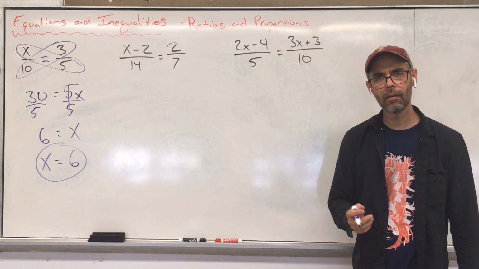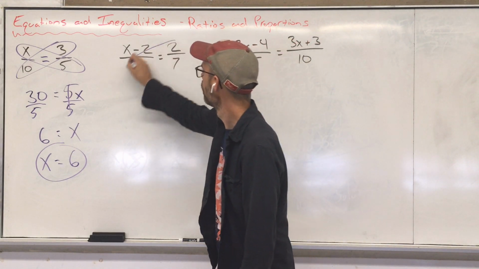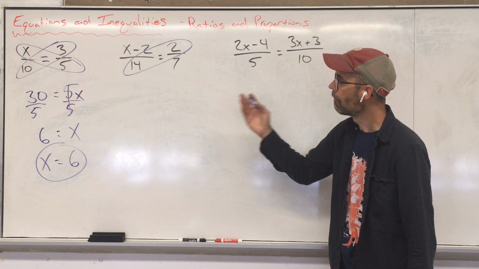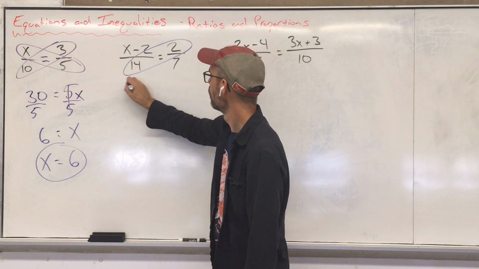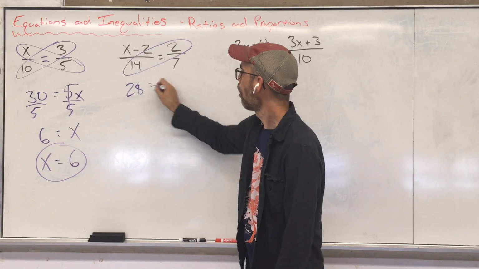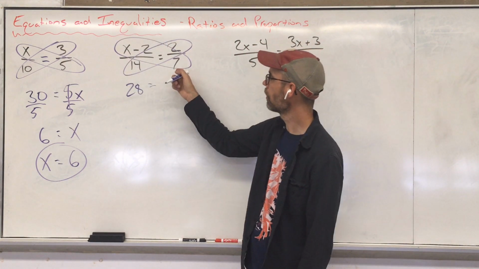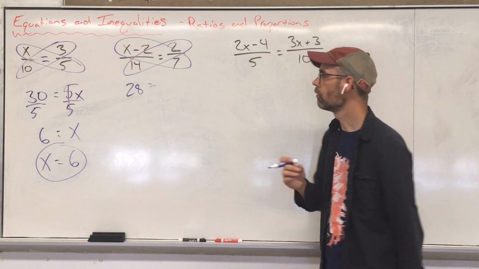Can we complicate it a little bit? Maybe. Well, let's cross multiply again. 14 times 2, we can do that. 28. On the other side, I want to cross multiply this, but now I've got something called a monomial and a binomial. One group, two groups.